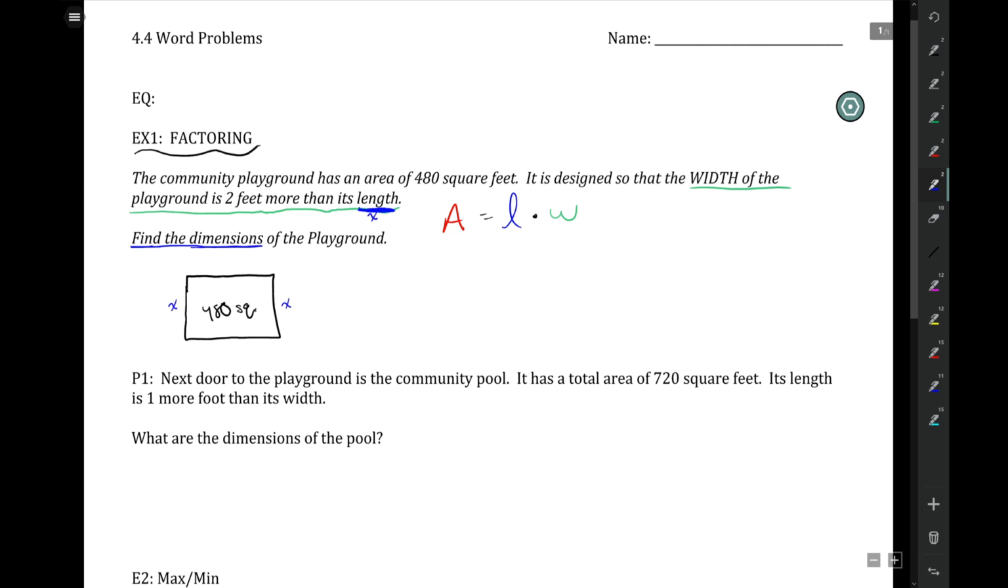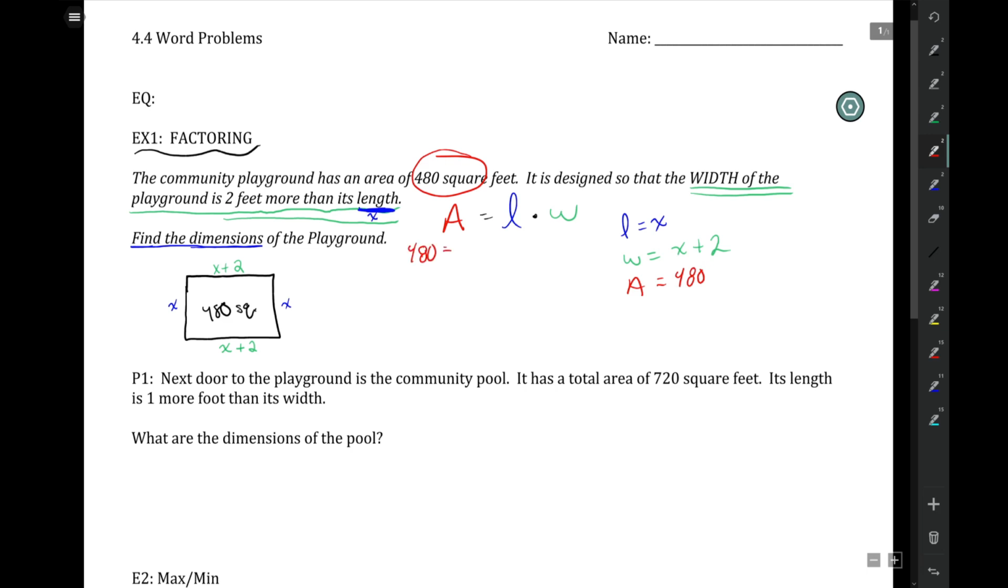Now, what's it say about the width? We know that it's 2 feet more than its length. So if it's 2 feet more, that means whatever x is, I add 2 to it. So the width is x plus 2. That's really it. Now, what that means also is if we had to have an equation, length is equal to x, width is equal to x plus 2, and the area we know from our question is 480. So let's substitute all that in.